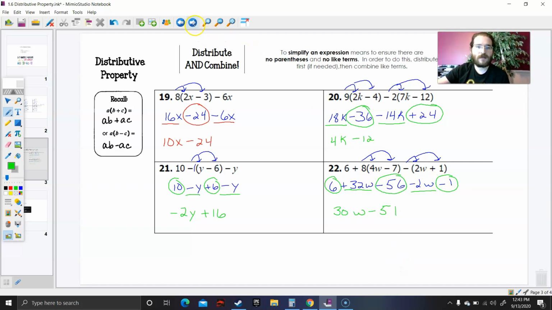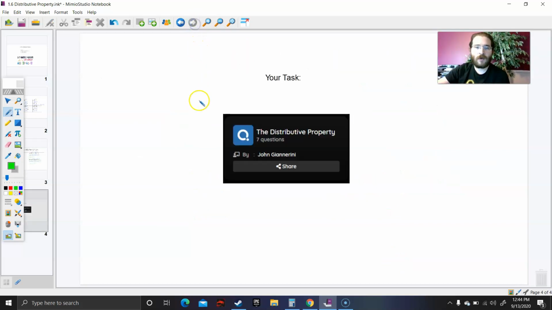All right, so that is the distributive property. Your task is the short quizzes. There's 7 questions on this. If you have any questions or concerns, please reach out to me. I'll be available during our normal class time and then throughout the day as well if you need me. You can reach me via Google Hangouts, my information that's on Classroom, any way that's best for you, okay?